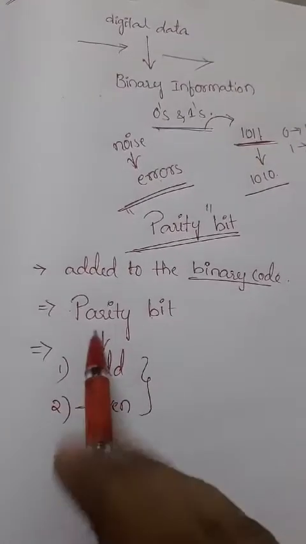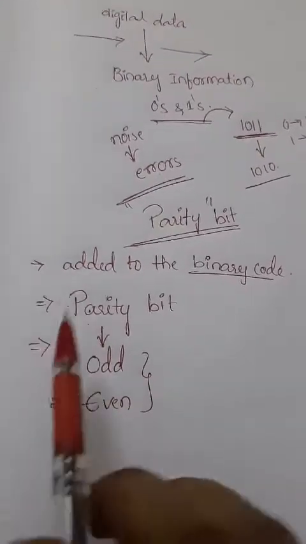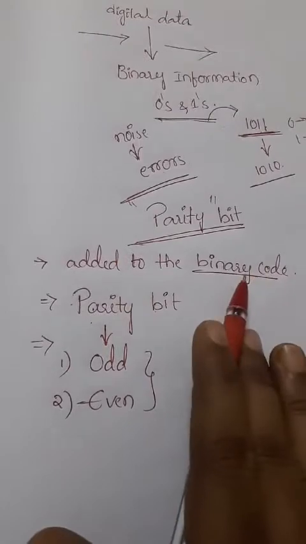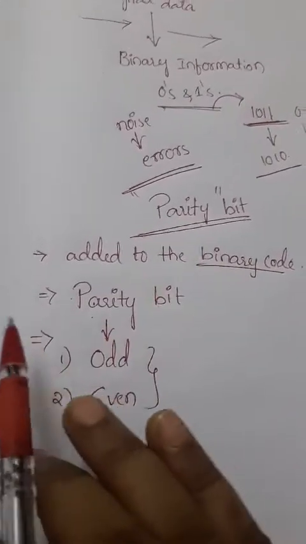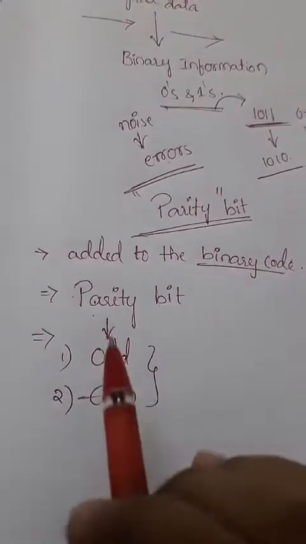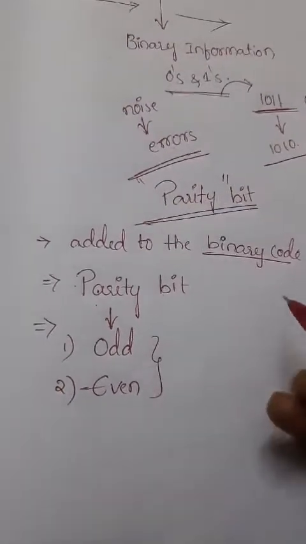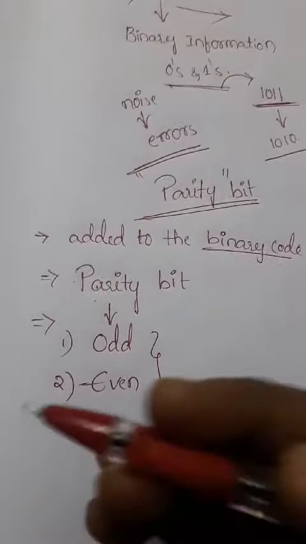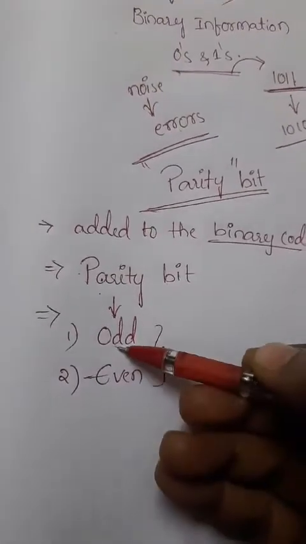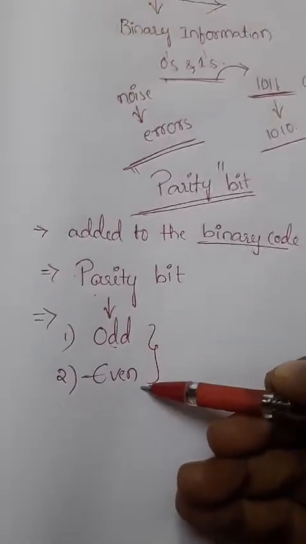Okay, so what does parity mean? This is checking the parity of whatever binary code we are having, whether it has parity or not. By using the parity bits, we can check it. To check which parity the binary code has, it may be odd parity or even parity, and we need to check it.